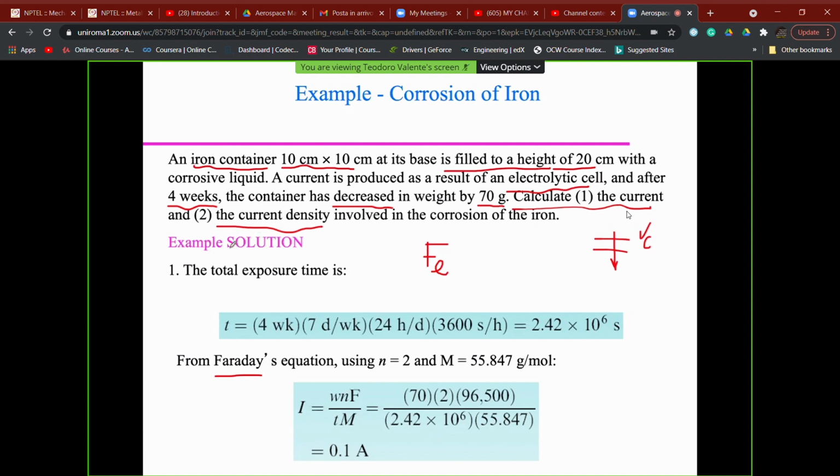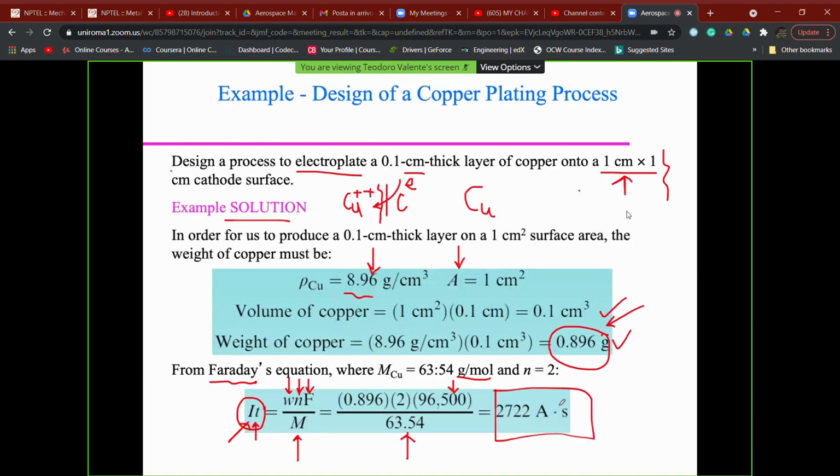So how to solve this problem? First of all, how much is the total exposure time? Well, 4 weeks, it's written, but since we need to take care of our units of measurement, and the basis is usually to work in seconds, we need to convert the 4 weeks in seconds. That's very simple, and this is the result.